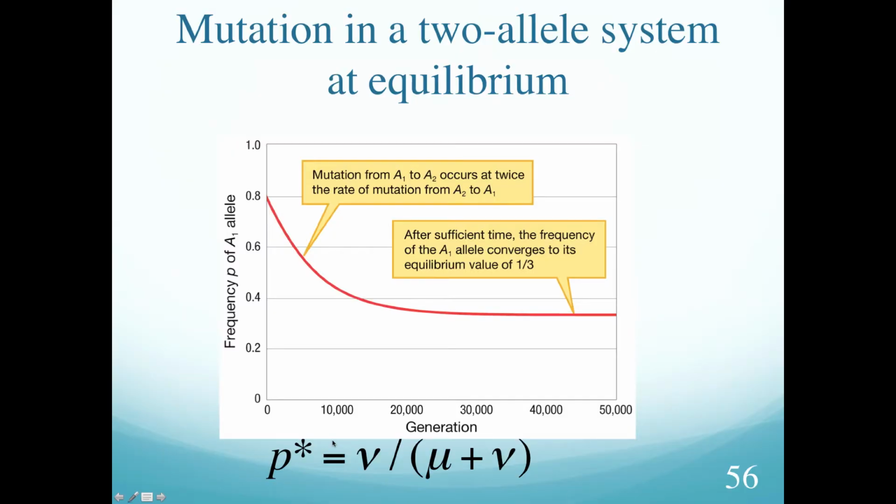We can also figure out what the equilibrium value of P will be if we know the rate of mutation from A1 to A2, which is mu, and from A2 to A1, which is nu. It's simply nu over mu plus nu. So if mutation from A1 to A2 occurs at twice the rate of mutation from A2 to A1, then it will converge at an equilibrium value of 0.33.